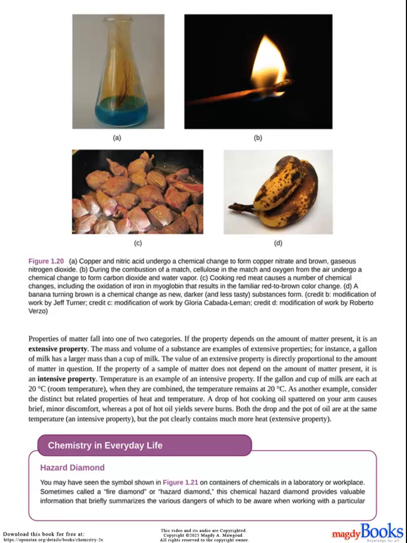If the gallon and cup of milk are each at 20 degrees Celsius, room temperature, when they are combined, the temperature remains at 20 degrees Celsius. As another example, consider the distinct but related properties of heat and temperature. A drop of hot cooking oil spattered on your arm causes brief, minor discomfort, whereas a pot of hot oil yields severe burns. Both the drop and the pot of oil are at the same temperature, an intensive property, but the pot clearly contains much more heat, an extensive property.